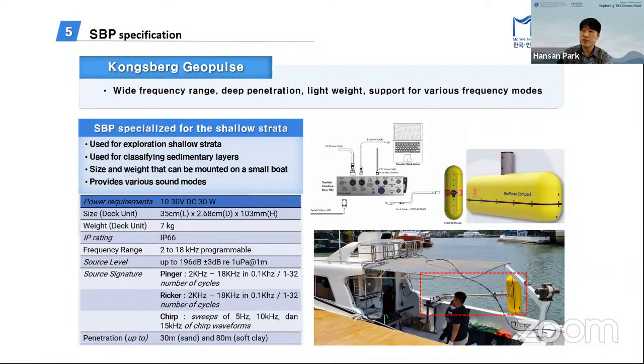And this equipment is mainly useful for distinguishing sediment layers. The frequency range is from 2 to 18 kilohertz, and you can select and use Pinger, Ricker and Chirp mode.